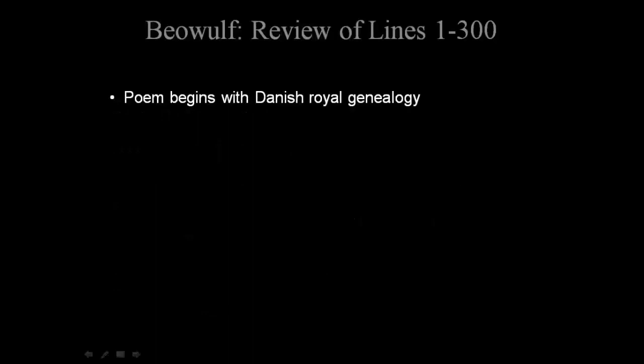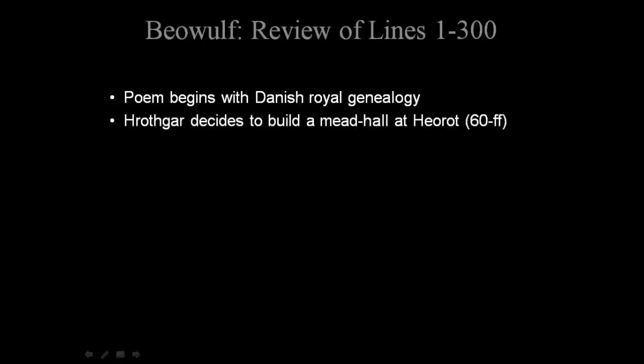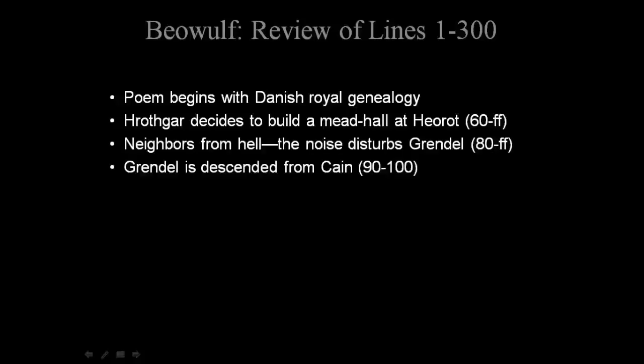As I mentioned in another webcast, the poem begins with an account of the Danish royal genealogy, showing how Hrothgar is descended from the founder Shield-Shefing. Then we find out that Hrothgar has decided to build a grand mead hall at Hjarðar, a place where his followers are drinking and carousing every night. Grendel begins his nightly attacks, killing and maiming and generally destroying the festivities.